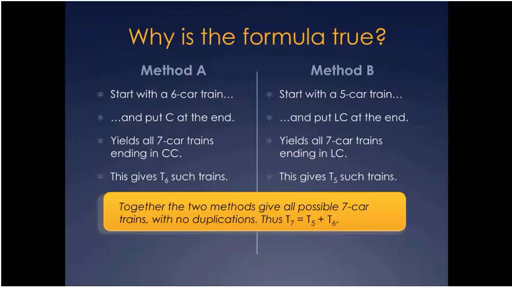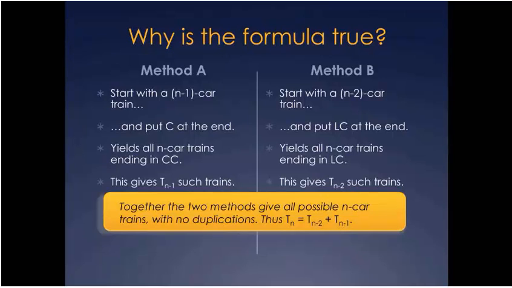That is to say, it doesn't just prove things when you have 7 trains. If you have any specified number of cars, this will give you the same formula. Suppose you want to build an N-car train. How can you do that? Well, method A is to start with an N-1 car train. Start with a train that has 1 fewer than the number you want and put C on the end. And that will give you all the N-car trains ending in CC.